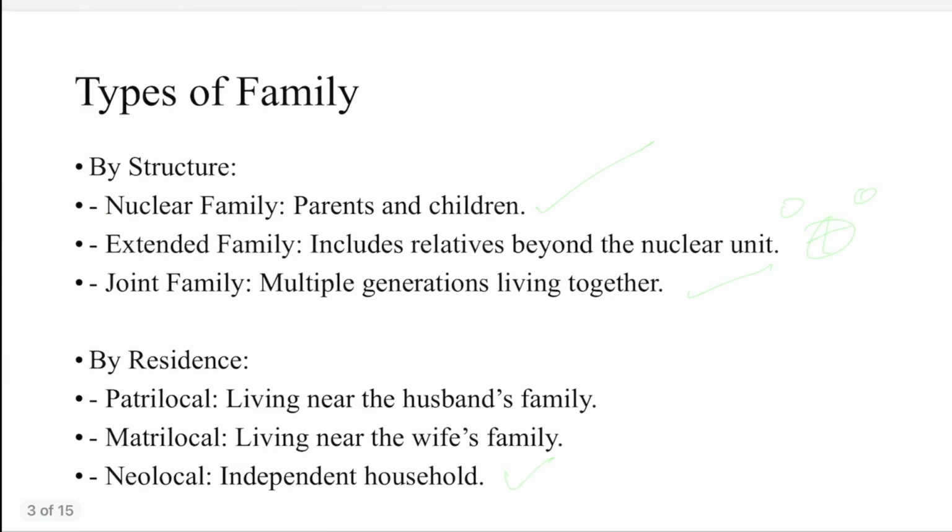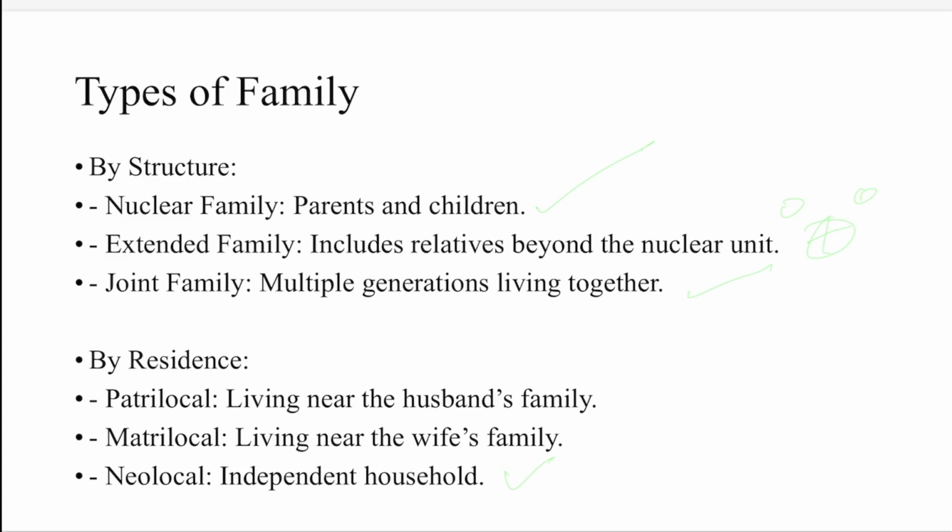Now we'll go to the types of family, which will give you a vast image about what family is and how we are differentiating it. Types of family by structure: nuclear, extended, and joint families. For example, joint families are common in India, particularly in rural areas where agrarian societies are in large number, and agricultural based families work as a joint family.